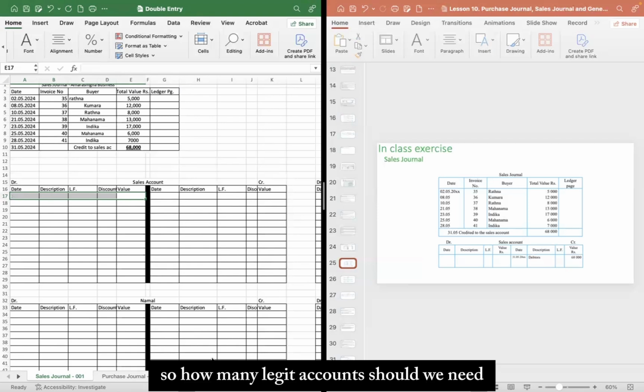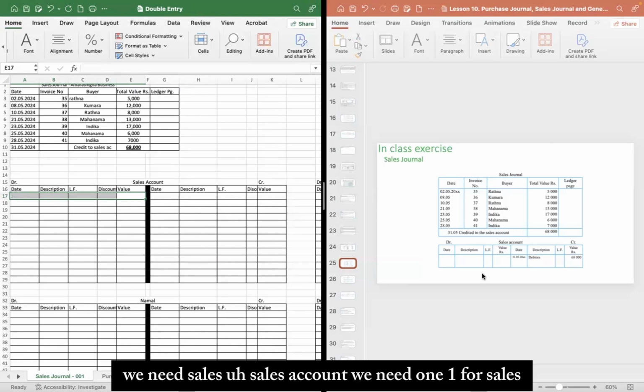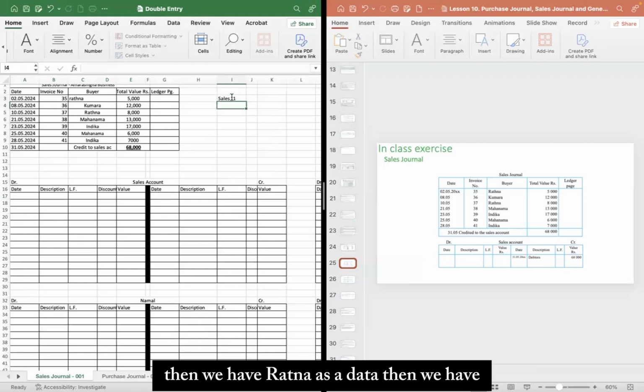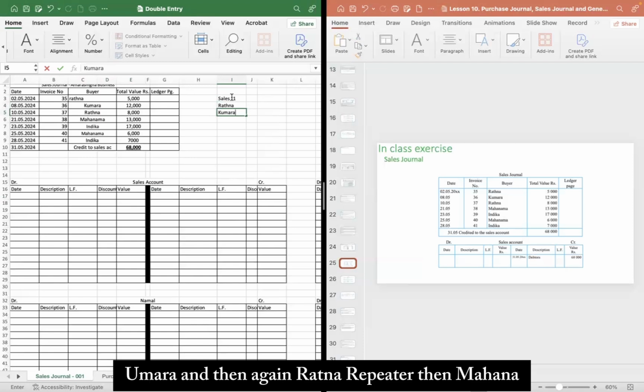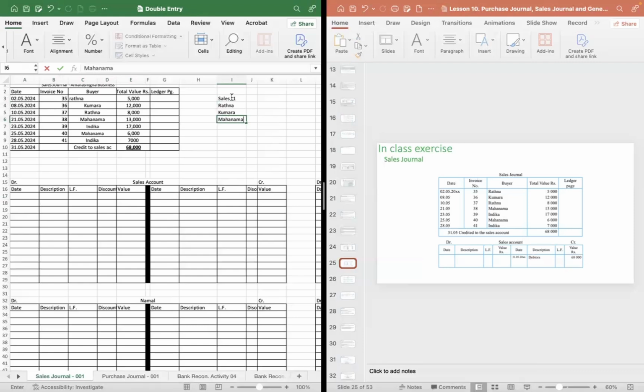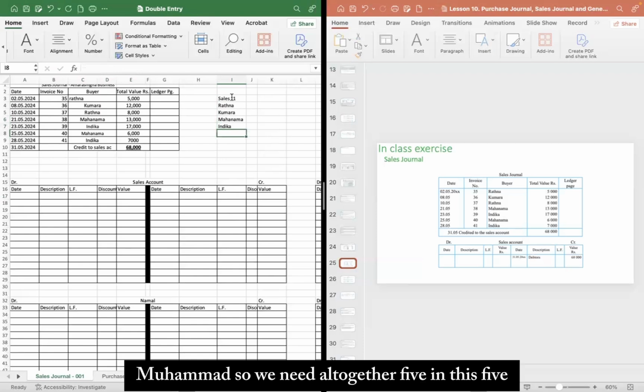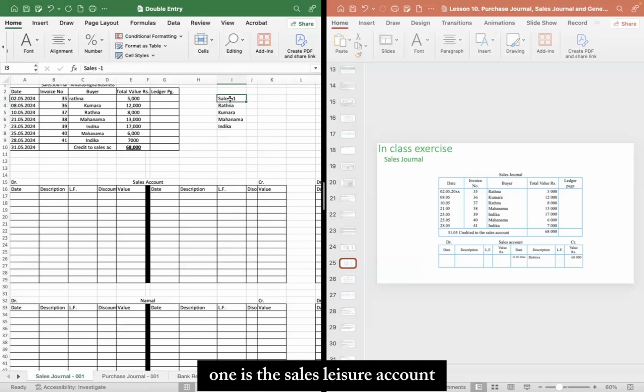So how many ledger accounts should we need? We need sales account. We need one for sales. Then we have Ratna as a debtor. Then we have Kumar. And then again Ratna repeated. Then Mahanama. Then Indika. So we need altogether 5. In this five, one is the sales ledger account, the other is for debtors account.